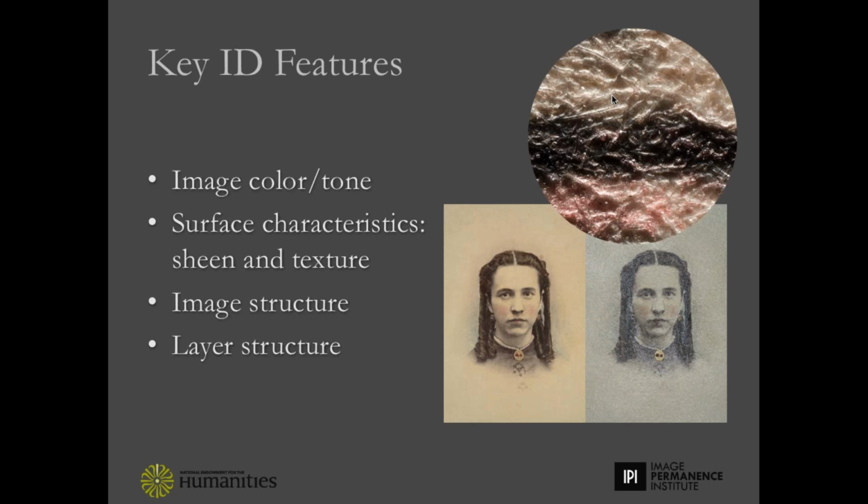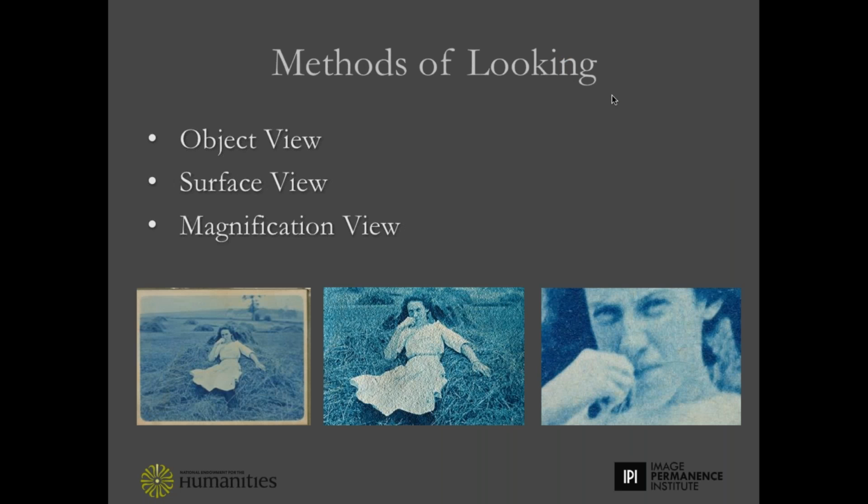So what are key identifying features of photographs? The features we're looking for are image color, surface characteristics like surface sheen and texture, and finally image structure and layer structure. But how do we go about making these observations? We break down identification into bite-sized pieces. There are 3 methods of looking. There's the object view, the surface view, and the magnification view. With each view, we will look for specific identifying features that can only be seen with each view.